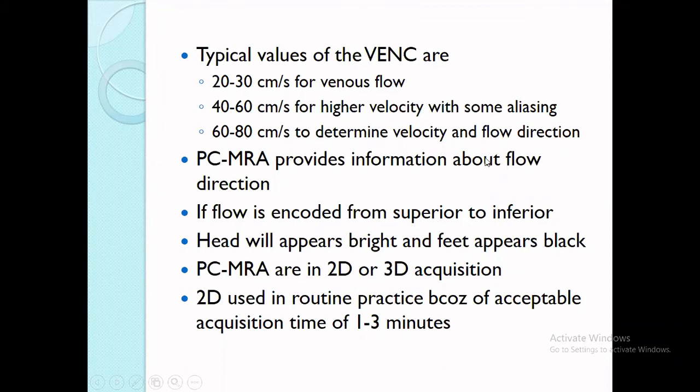So PCMRA provides information about the flow direction. That's how the difference comes. For example, in a particular slice, if you have two things, such as the arterial flow, either the oxygenated blood or the deoxygenated blood, it is being carried by the venous system.